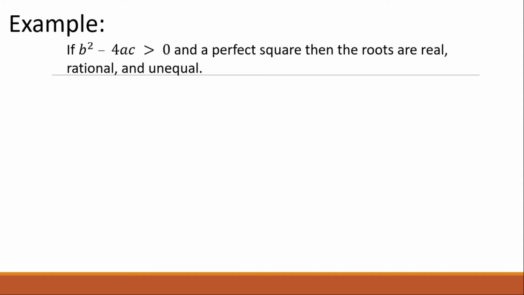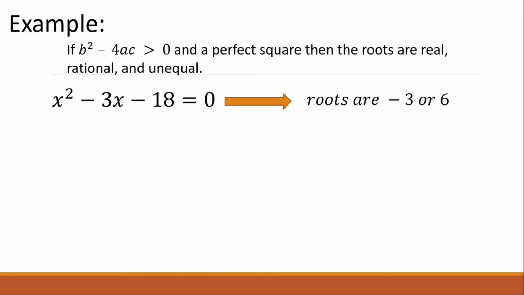Okay, another one. If b squared minus 4ac is greater than 0 and a perfect square, then the roots are real, rational, and unequal. With the given of x squared minus 3x minus 18 is equal to 0, so ang kanyang roots daw ay negative 3 or 6. So kanina, di ba, equal sila to each other, ngayon hindi naman daw.